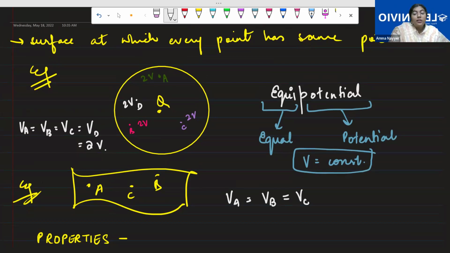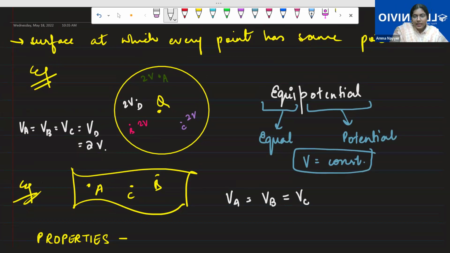So this helps in the numericals also. If at one point you know the potential and it says this is an equipotential surface, then for the next point you can calculate the potential. I mean, what will you calculate? You will just say same potential, the exact value can be taken.